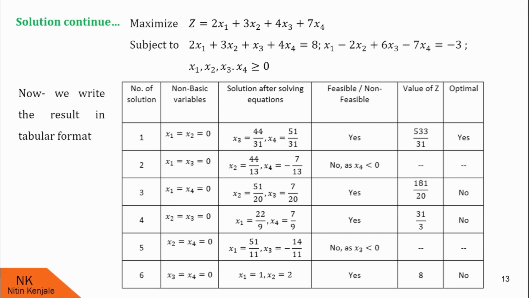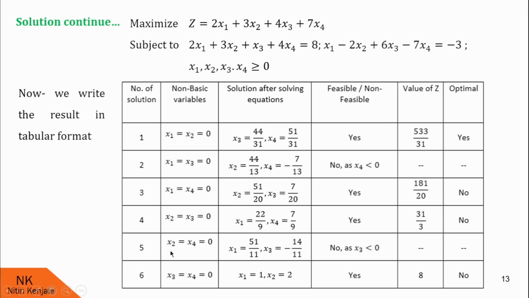Is this solution feasible? Answer is yes. Why? Because it satisfies these two equations and all the variables are greater than or equal to 0. That means they are satisfying non-negative restriction. So this solution is feasible solution.